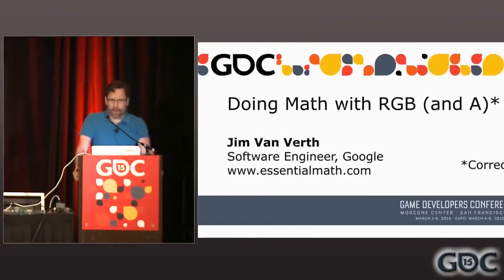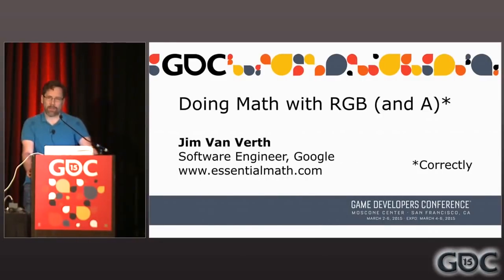My talk today is called Doing Math with RGB and A Correctly. The source for this talk was, I've been working in graphics since around 1989. I knew some of the subjects of this talk, but I never really had to deal with these issues until I started working on 2D graphics, which was kind of surprising to me. So I just wanted to share some of the things that I've learned in the last 2 years and things that I should have known before.